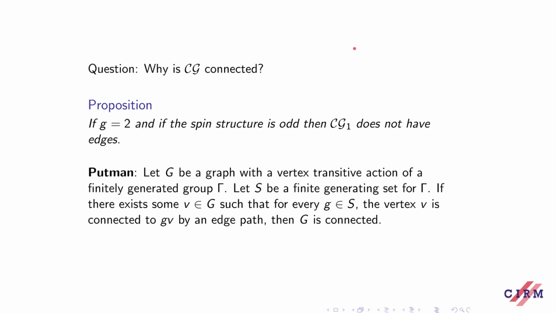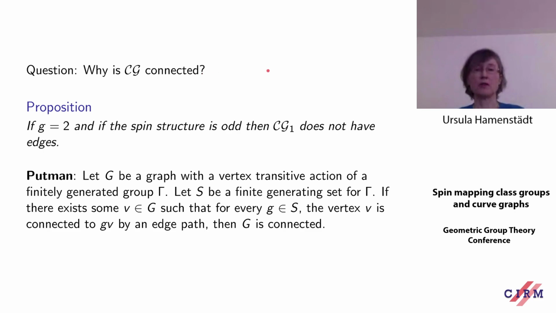Now, why is this? Well, there's a 1 missing, sorry. Then why is this C_G^1 connected? Here's a proposition. If g is equal to 2, and if the spin structure is odd, then this graph doesn't even have any edges. So it is not obvious whether or not this graph C_G^1 is connected in the case that the genus is at least 3.